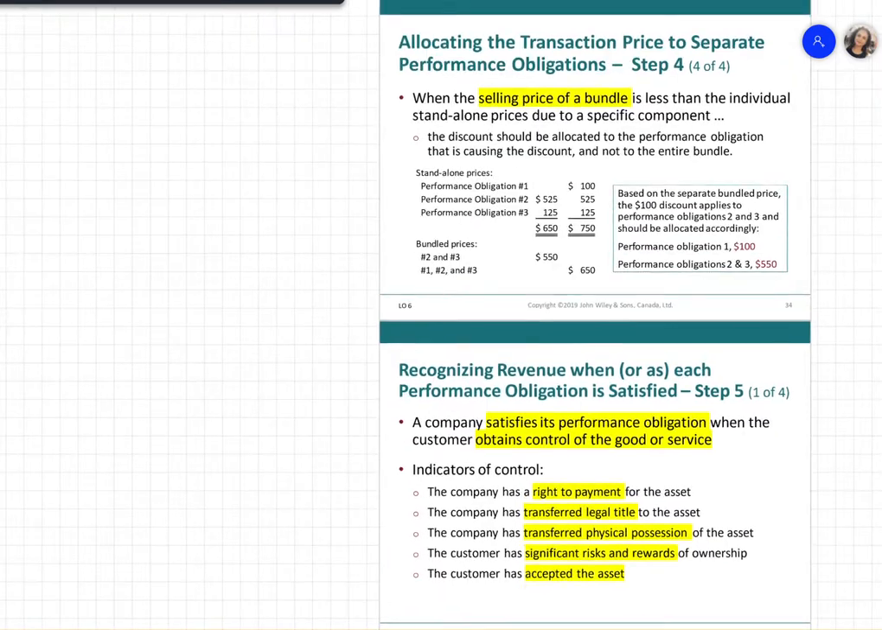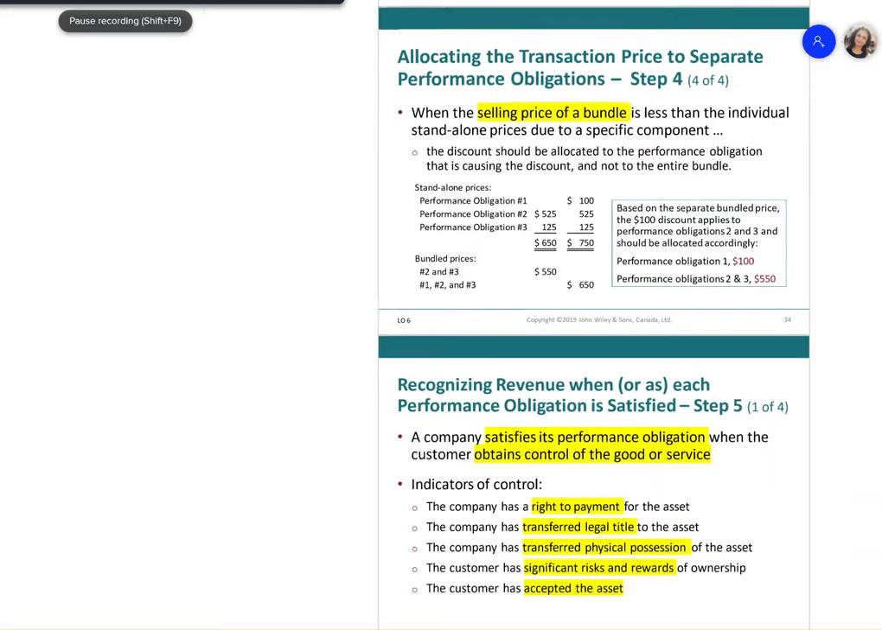Now, sometimes how do we calculate the transaction price for each separate performance obligation when the selling price of a bundle is less than the individual standalone prices? When you sell it as a bundle, of course we want to sell it cheaper. How are you going to calculate the transaction price of each performance obligation if we are selling as a bundle? The bundle is cheaper. So if the bundle is cheaper, how do we calculate it?